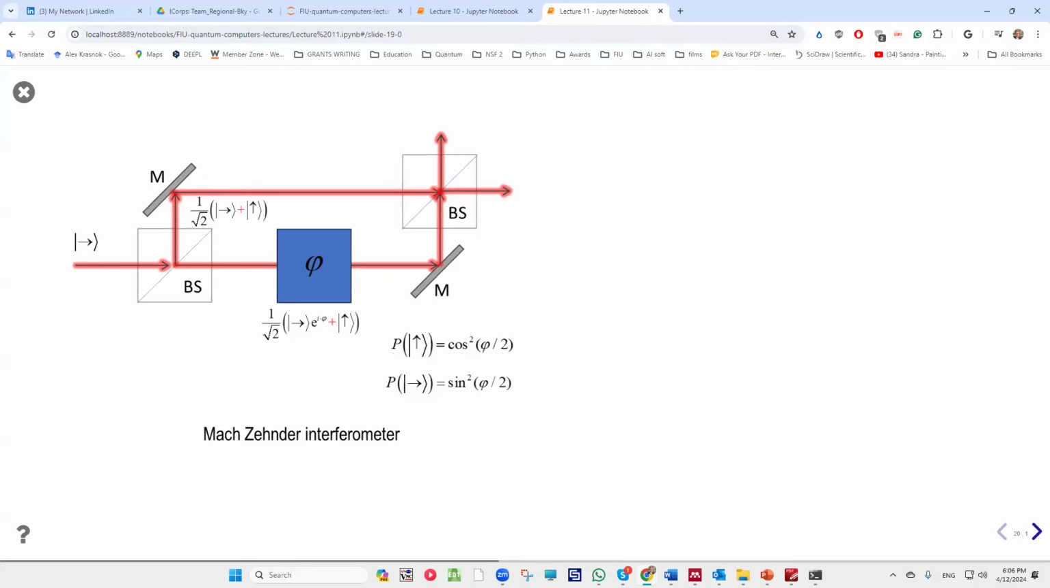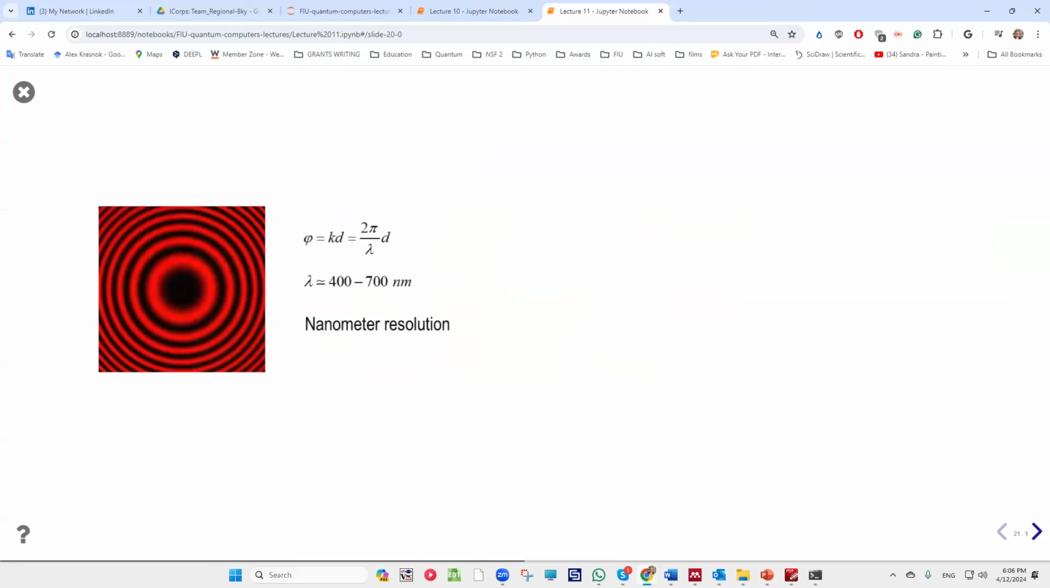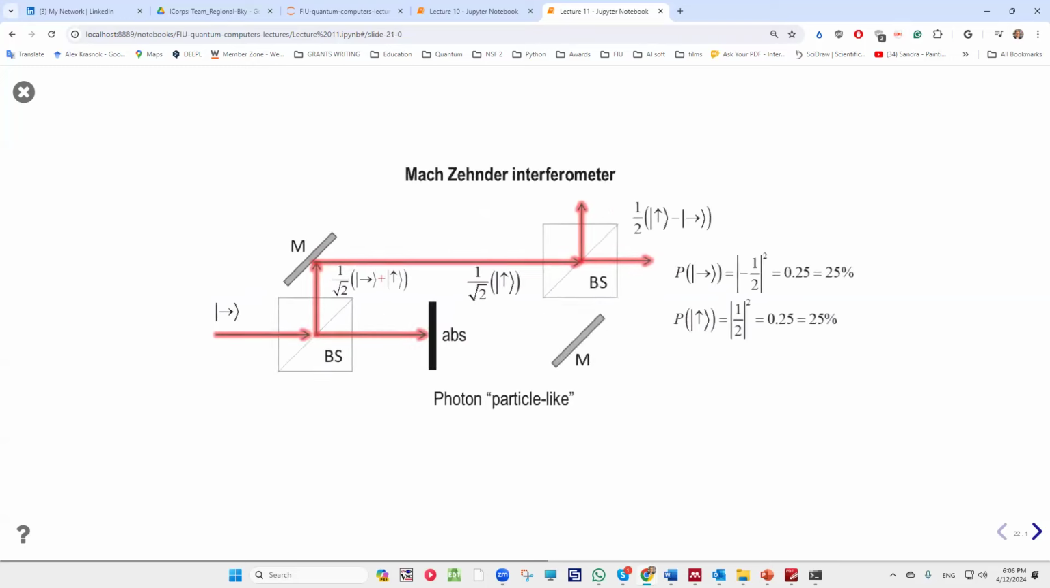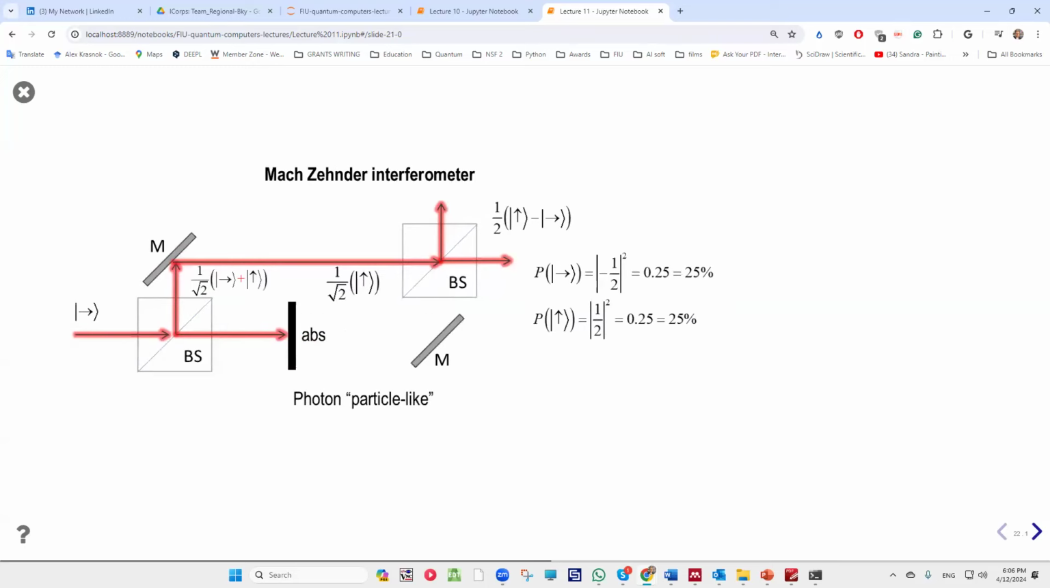In fact, this type of interferometer, the Mach-Zehnder interferometer, is widely used for sensing and quantum sensing. All right. Nanometer resolution. Let us look at this system now and put some absorber.